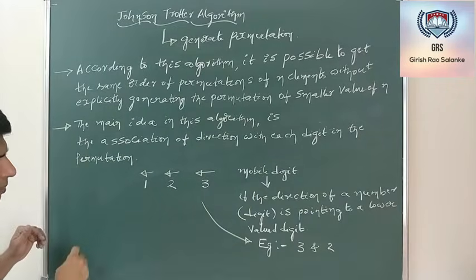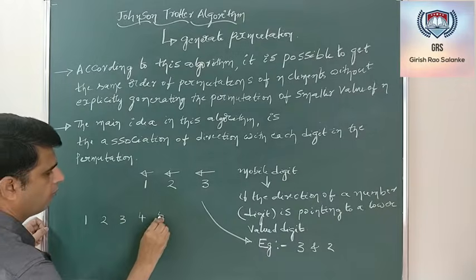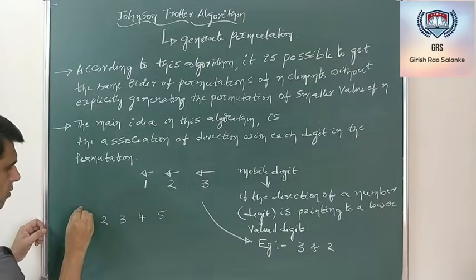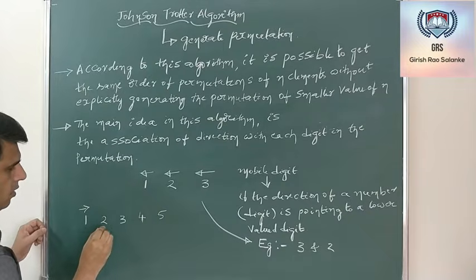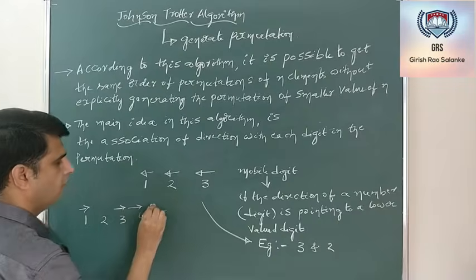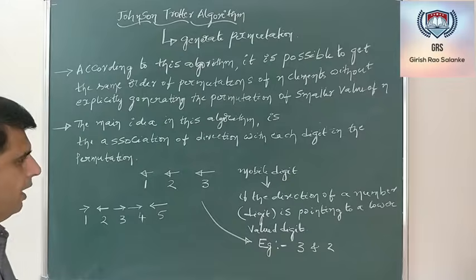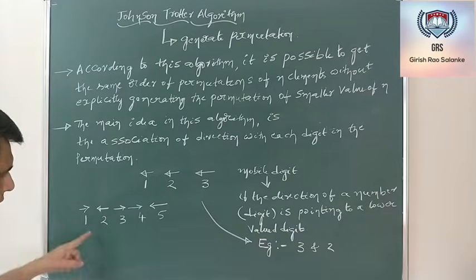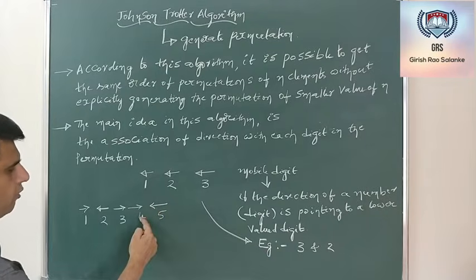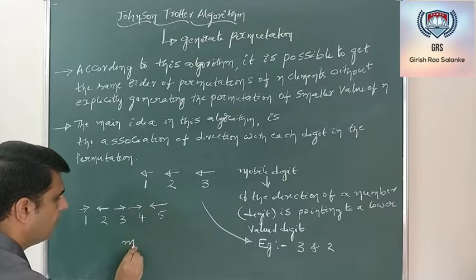Let me take one more example. Say, for example, let me have 1, 2, 3, 4, 5. 1 is pointing to 2. 3's direction is this, 4's direction is this. Now 5's direction is reverse and 2's direction is also reverse. Now what are the mobile digits or mobile components in this permutation? If you see, 5 is pointing to 4. 5 is a greater number when compared to 4. So 5 is the first.